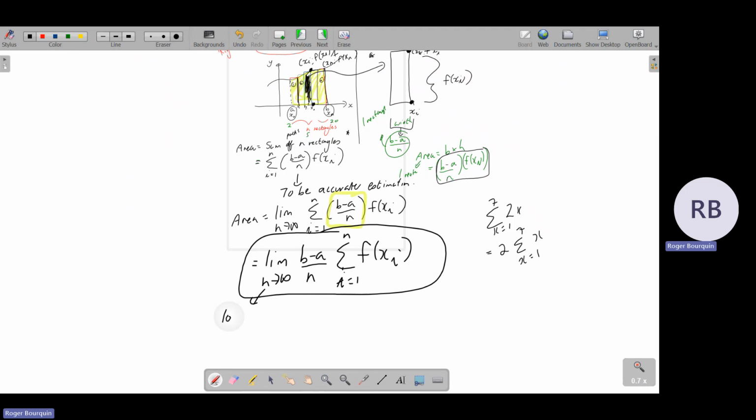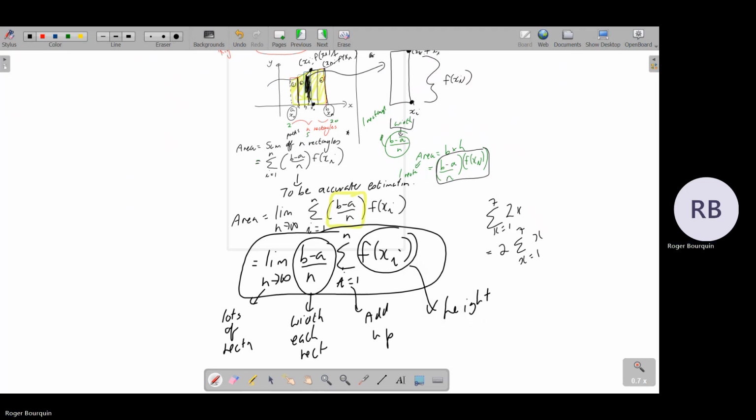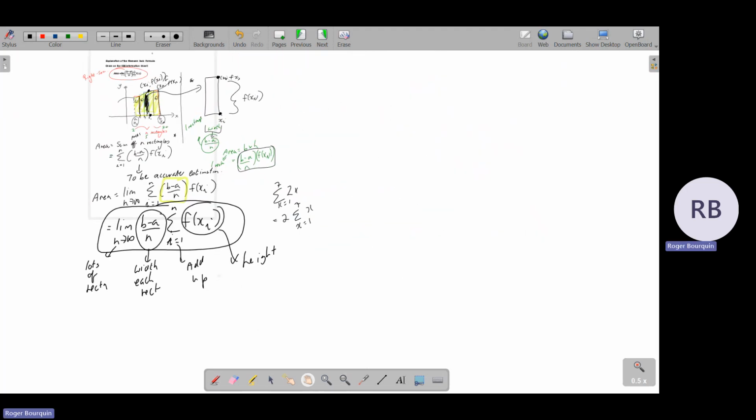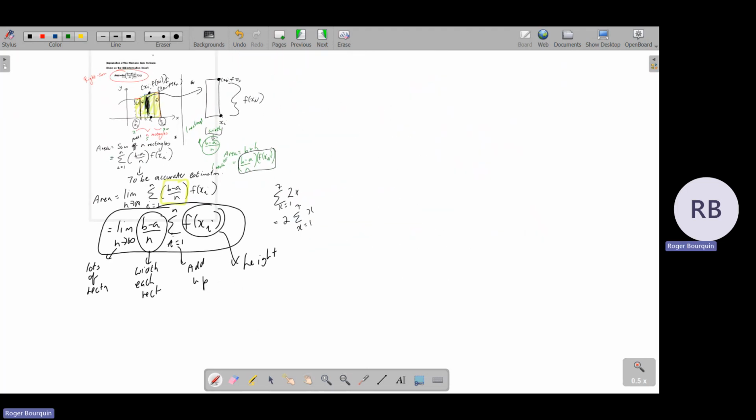So in this formula, this means I need lots of rectangles. This represents the width of each rectangle. The sigma just means go, add them up. And this represents the height of each rectangle. So now we're nearly done. Not quite. Just give me a second.